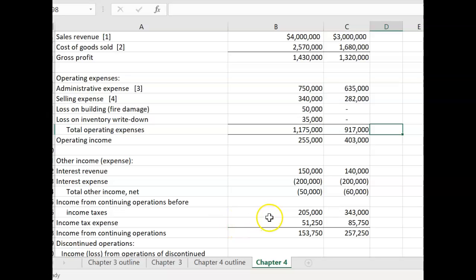So you would take the $205,000 times 25%. So your income tax is $51,250. You would do the same thing in 2020, and your income tax expense there is $85,750. So our income from continuing operations is $153,750, and in 2020 it's $257,250.